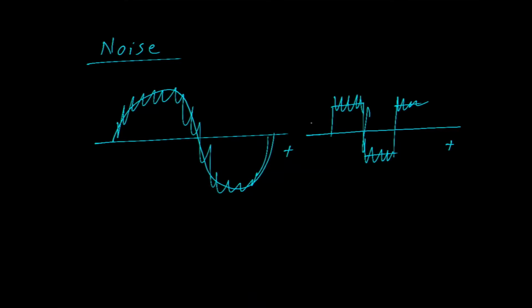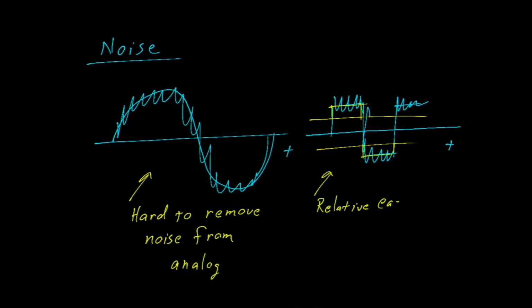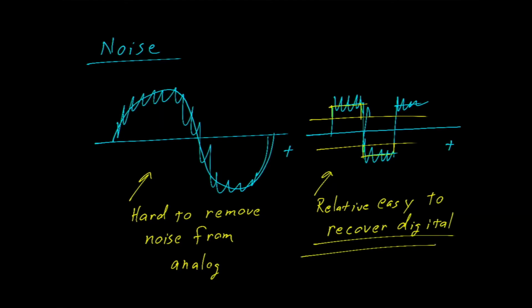We might establish some threshold here and here, and we simply say that if on average we are higher than that threshold, that must be a 1, and if we are lower than this threshold, it must be a 0, which means we can recover digital signals easier than we can recover analog. But it's even better than that in the digital world, because we have things like error correction codes that will allow us to recover bit errors.